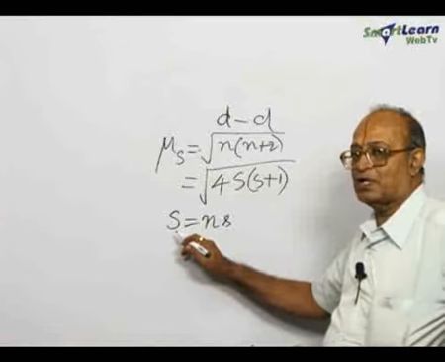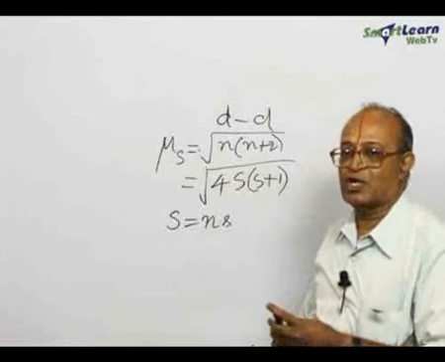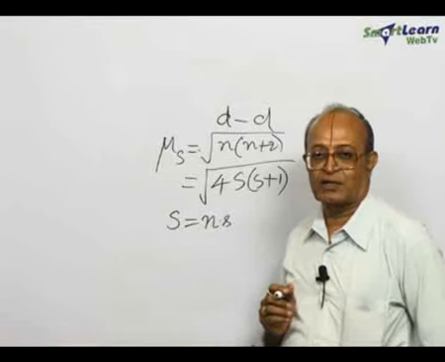That is, capital S is equal to n into small s. Capital S is the total spin. Small s is the spin of one electron. Small n is the number of unpaired electrons.